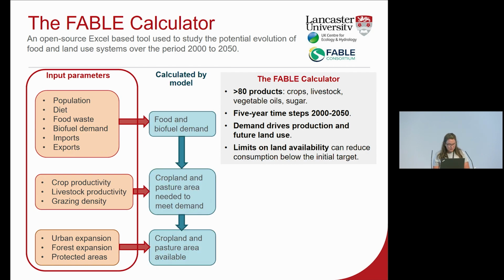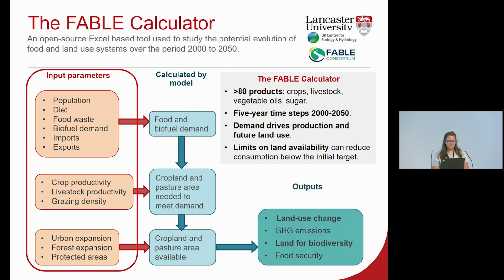The model takes those inputs and calculates the food and biofuel demand, and the cropland and pasture area required to meet this demand, and then there is a land adjustment step. It calculates the cropland and pasture area that is actually available within the country. The outputs of interest are land use change, greenhouse gas emissions, the land available for biodiversity conservation, and food security. It is the two land-related outputs that I'm going to be presenting the results on today.